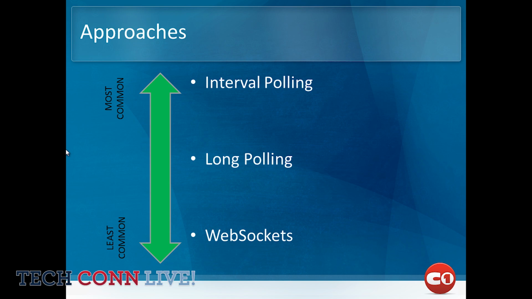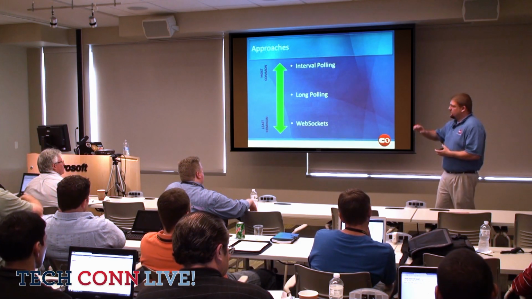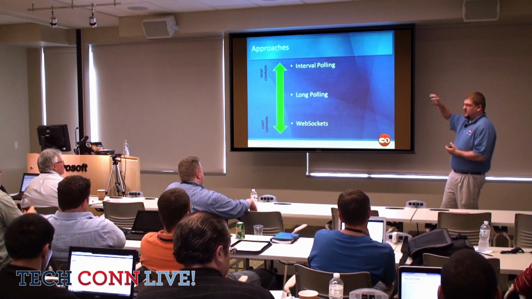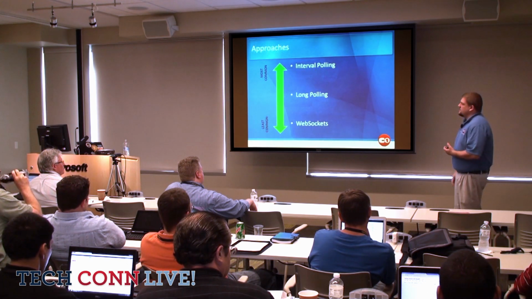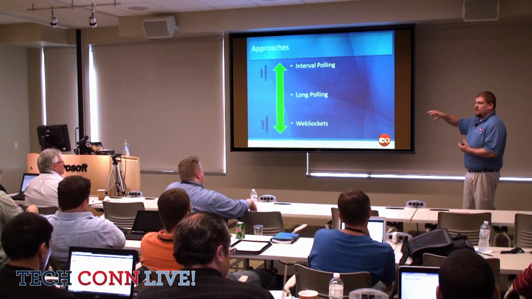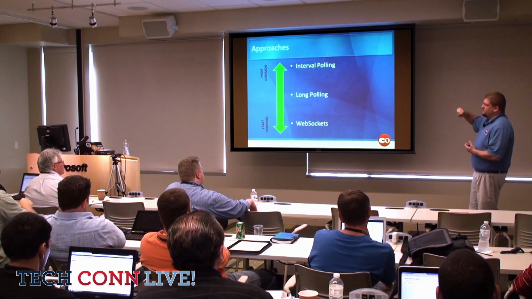First is interval polling. Interval polling is the concept of using the request response cycle on an interval basis. So if my client wants to check for email, let's say every 10 seconds, it sends a request to the server saying, is there new email? And the server says no, sends a response. Well, then 10 seconds later, sends another request. Says no, response. So that's not a bad approach.